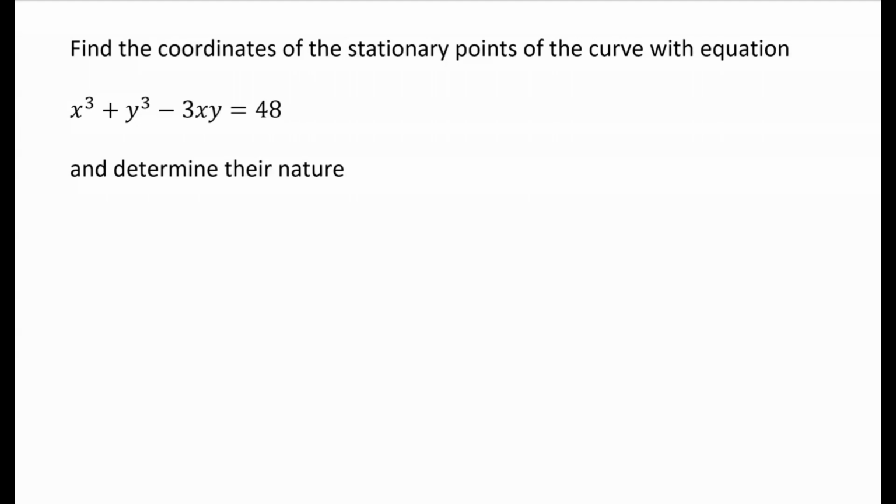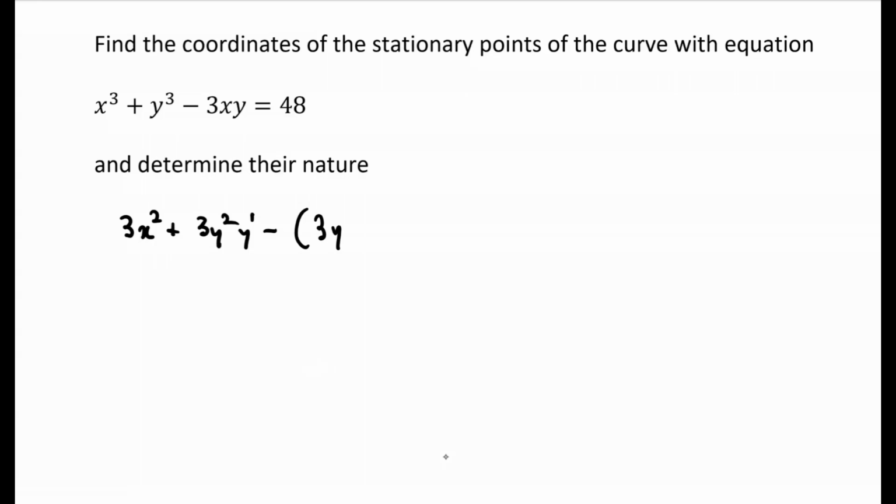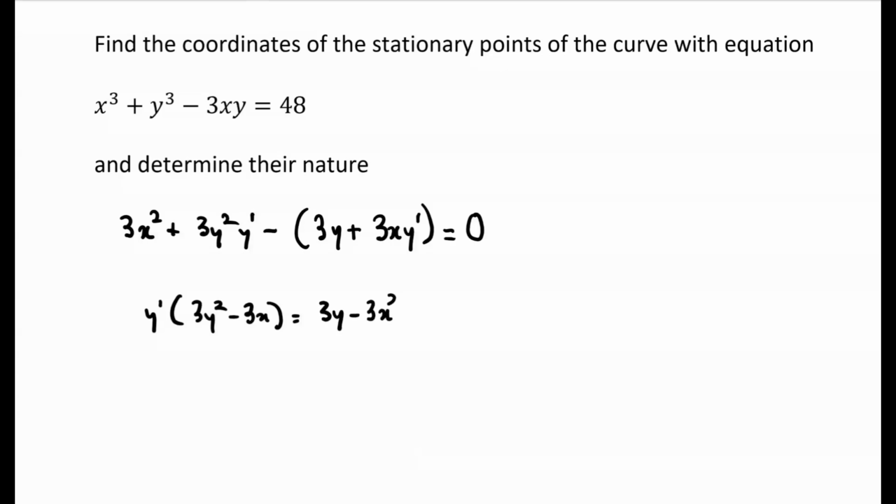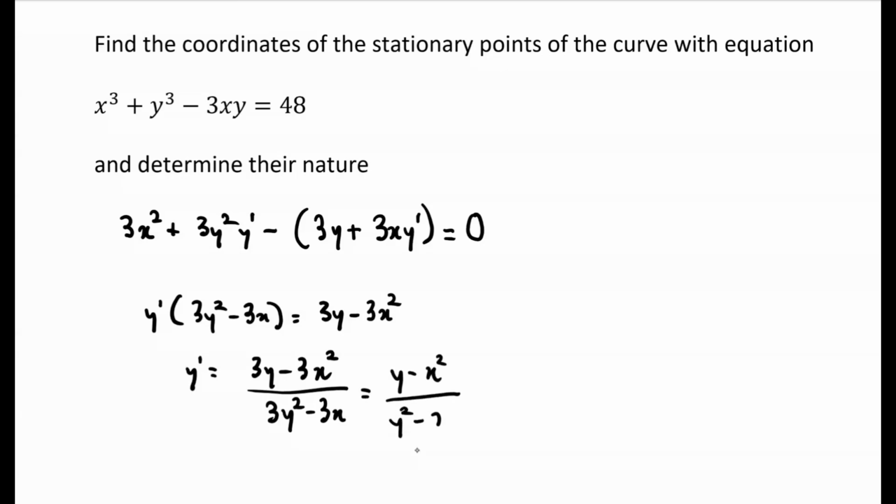The first thing that we're going to do is differentiate both sides with respect to x. And this is going to give us 3x squared plus 3y squared multiplied by y dash minus 3y plus 3xy dash is equal to 0. Now we factorize to get y dash multiplied by 3y squared minus 3x is equal to 3y minus 3x squared, or y dash is equal to 3y minus 3x squared over 3y squared minus 3x, which is equal to y minus x squared over y squared minus x.